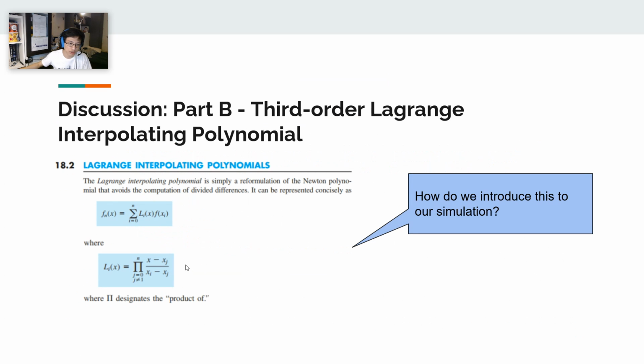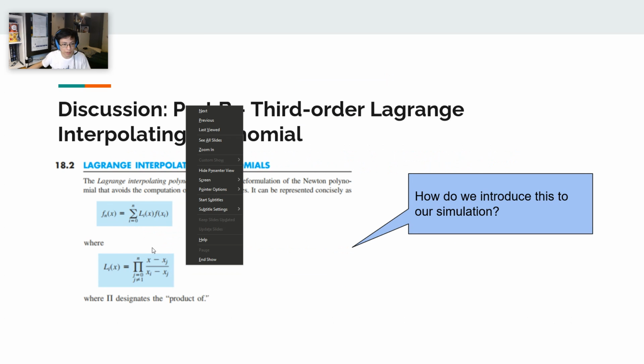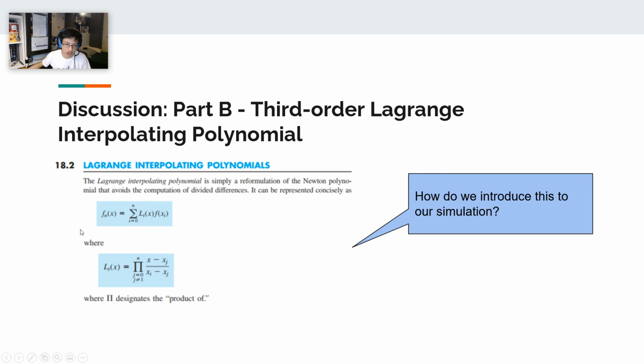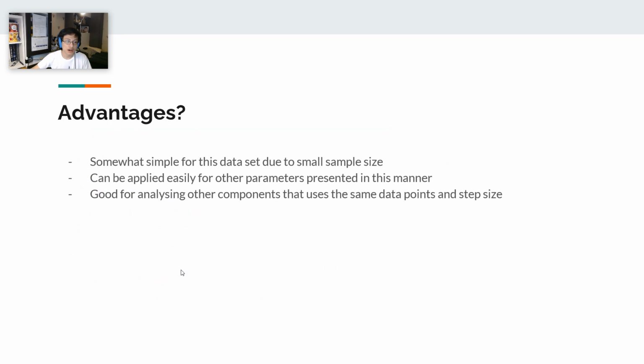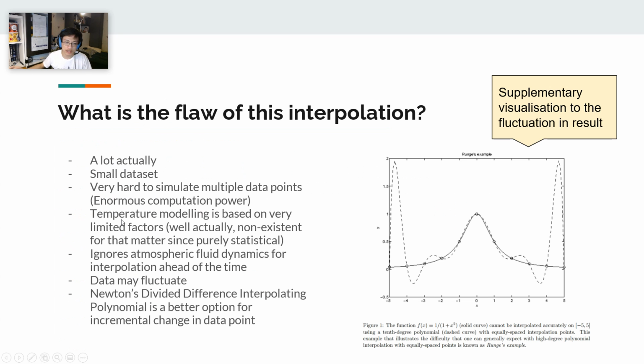Always remember one thing. For every change in the amount of data points, you will have to recalculate this. And if you have hundreds, you will have to multiply by 100 terms, which is a lot. And then this modeling also excludes other factors, such as fluid dynamics. And to be honest, atmospheric fluid dynamics can be better represented by another form of differential equation, which is the Navier-Stokes equation for compressible fluids.